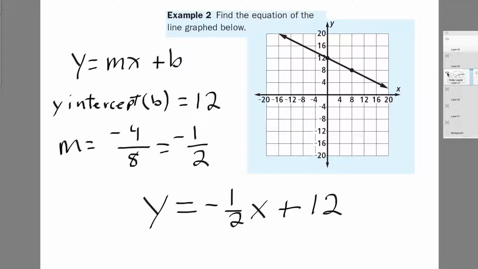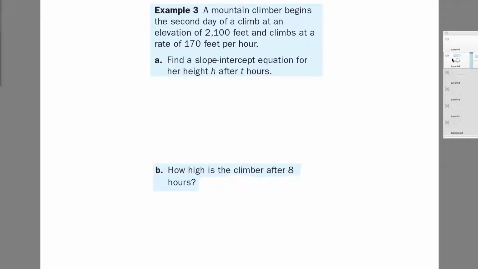Okay, on to our next example. We have a mountain climber who begins the second day of a climb at an elevation of 2,100 feet and climbs at a rate of 170 feet per hour. Find a slope-intercept equation for her height, h, after t hours.